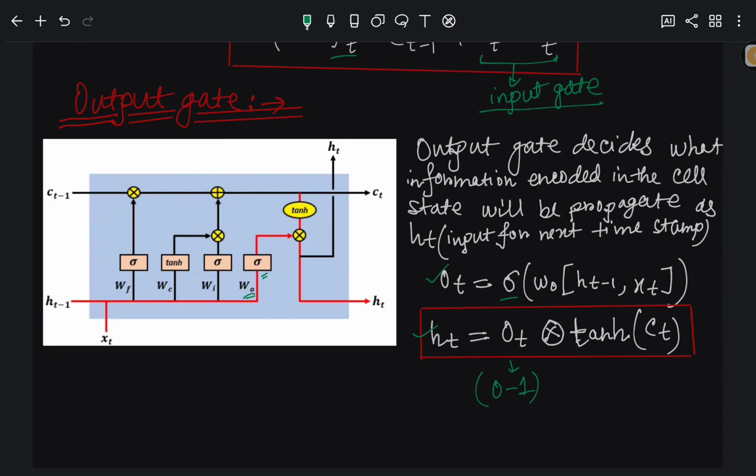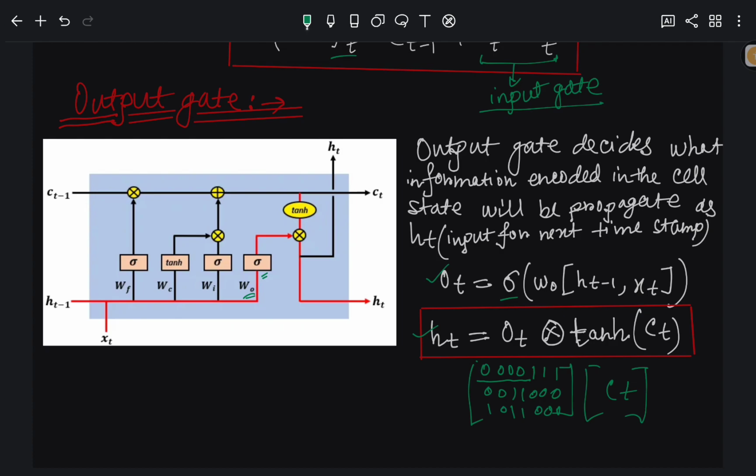So this OT, which I have written here, since we are using a sigmoid activation function, some of the values will be 0 and some of the values will be 1, right? So in that way, this OT will look like this, and whenever it is 1, those pieces of information from CT will be forward propagated as HT, and whenever it is 0, that information will be removed from the CT.